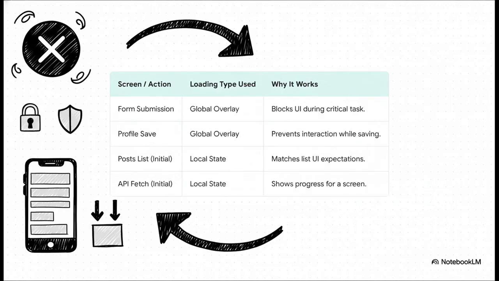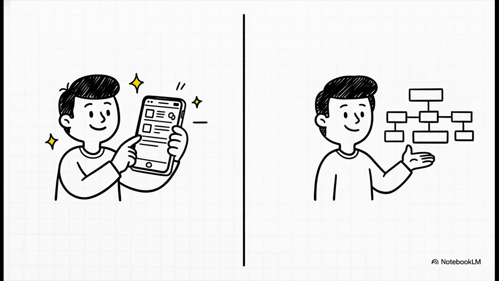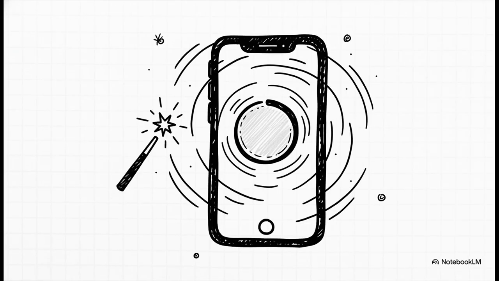This table is a great little summary. For those critical can't-be-interrupted tasks, like a form submission or saving a profile, you use the global overlay. For initial data loads, like a posts list or an API fetch, you use a local state. It's all about choosing the right tool for the job. And the end result is exactly what we wanted from the start. A professional, consistent user experience powered by code that's flexible, simple, and easy to manage. No more chaos.